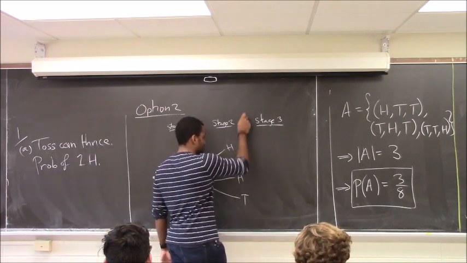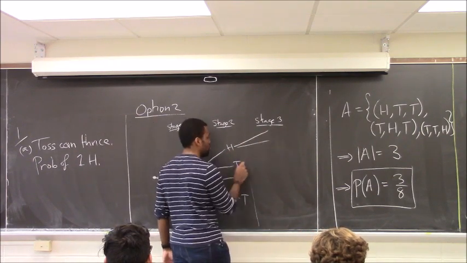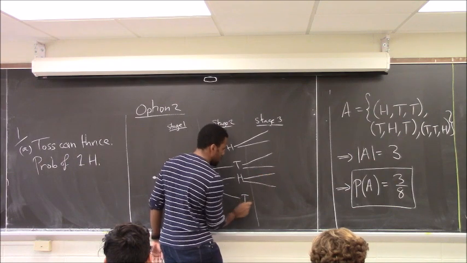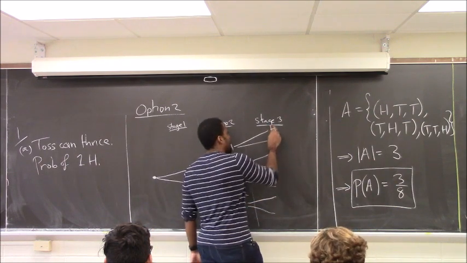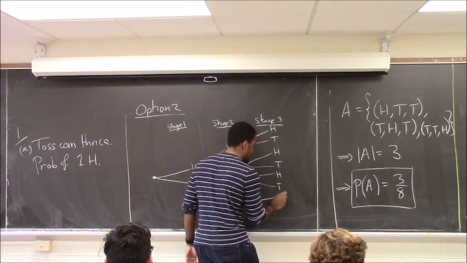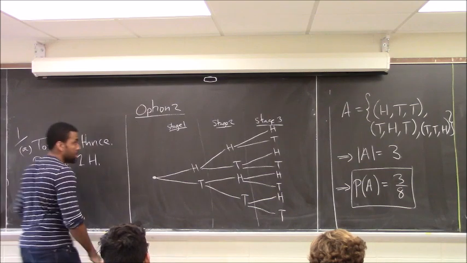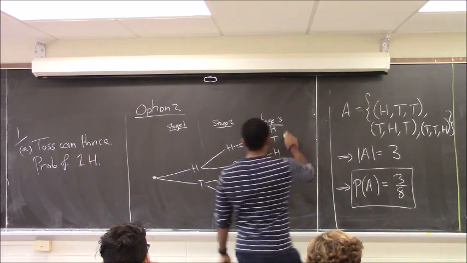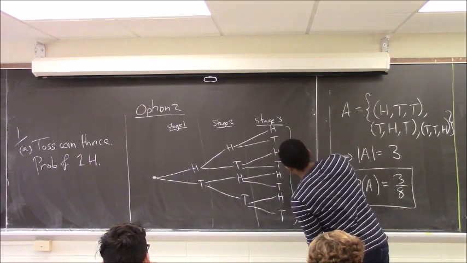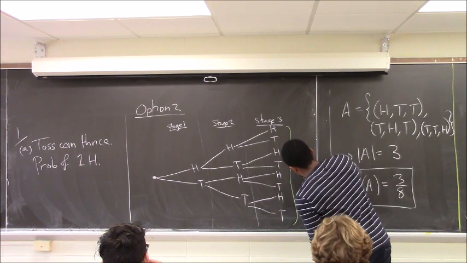And then that would end the second stage, which is the second toss, and then you can get heads or tails, heads or tails, heads or tails, heads or tails. You would realize that at the end, counting how many arms you have at the end, you'll notice that there are 8 total possibilities.